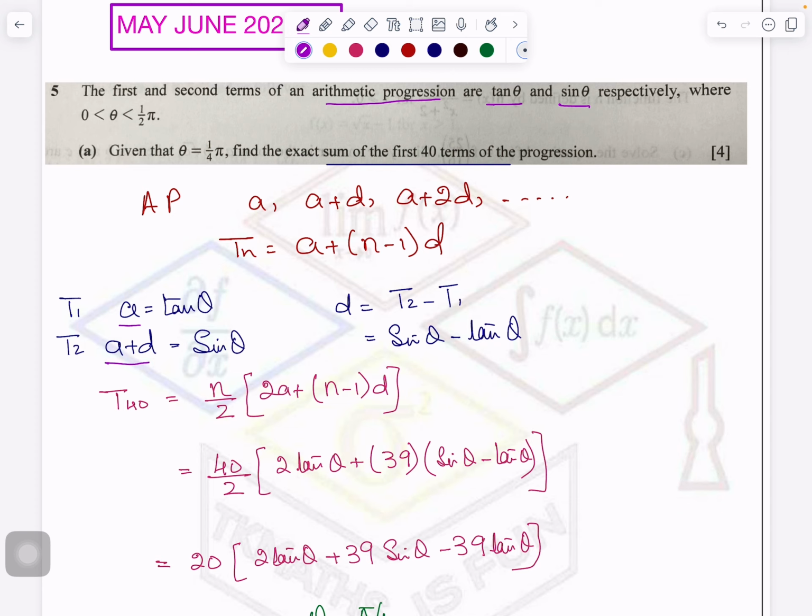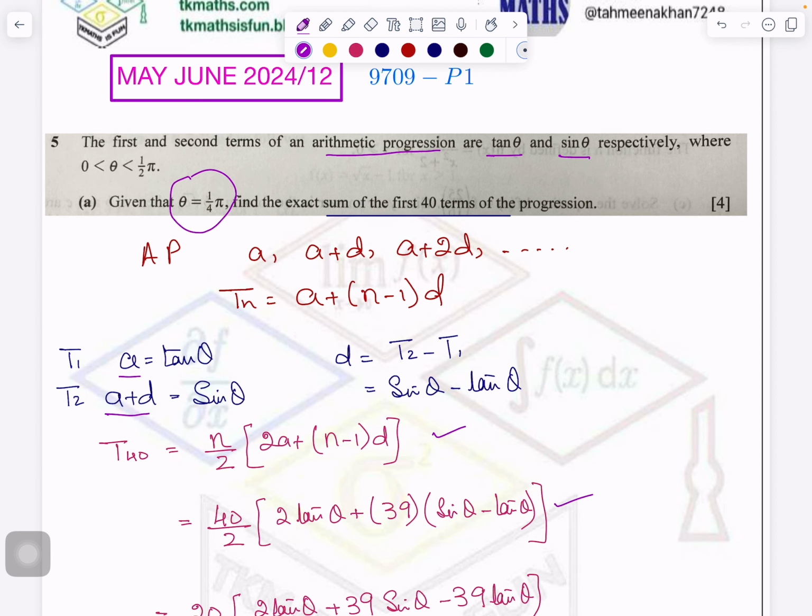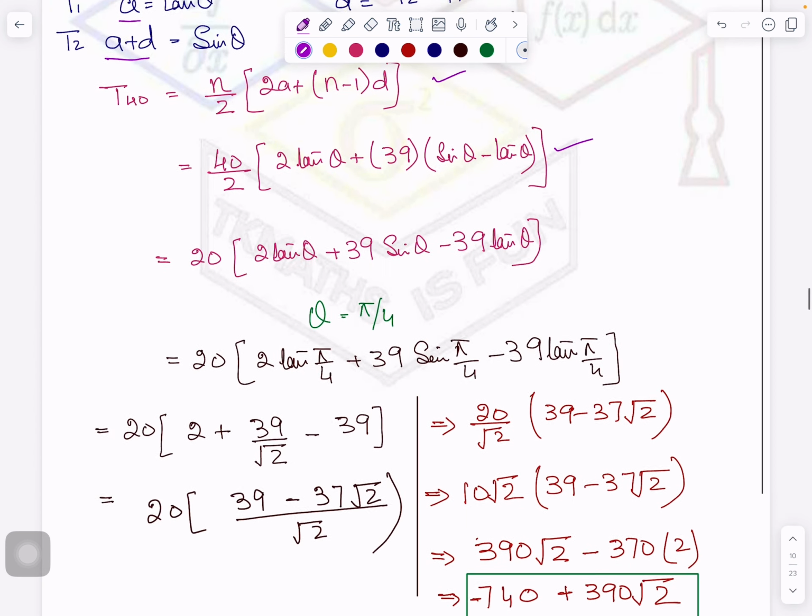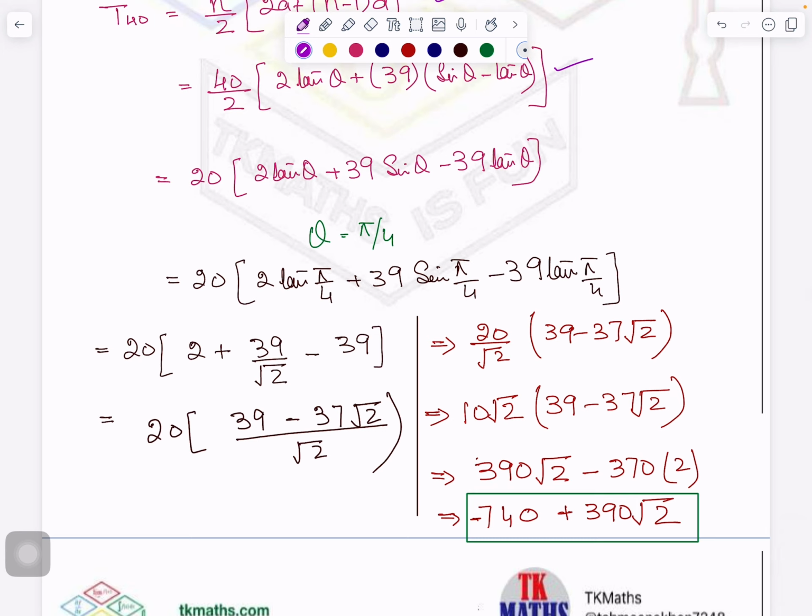And after that he is saying find the sum of the 40 terms in the progression. So I'm simply applying the formula, substituting values and expanding it. And the question is saying theta is pi by 4. So I'm plugging in that value in it. And I got the answer minus 740 plus 390 root 2. The question was saying give the exact answer, so that's why you will leave it like this. And what you will remember here, the mode of the calculator should be what? Radian, absolutely. So the mode of the calculator you have to select carefully.